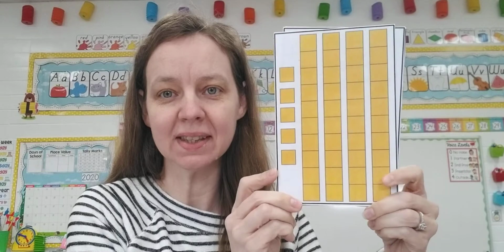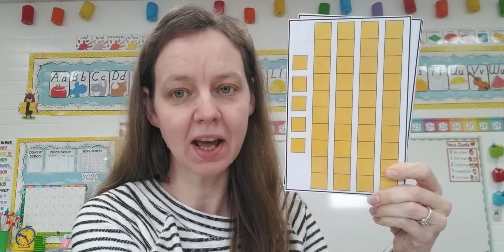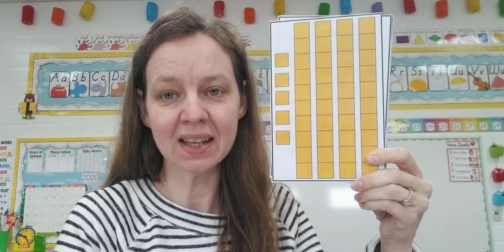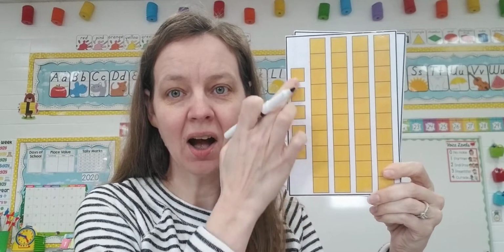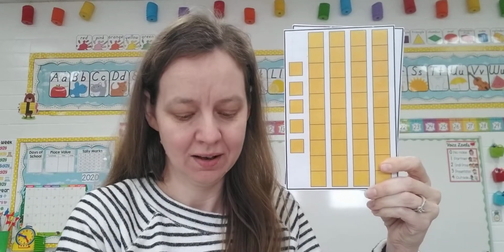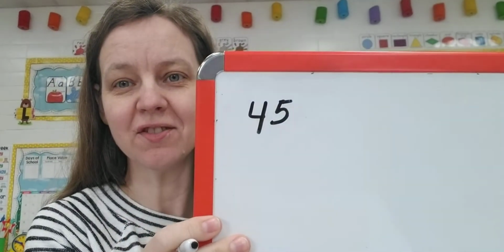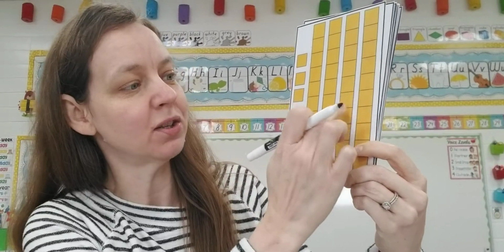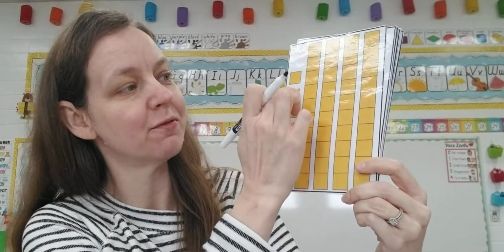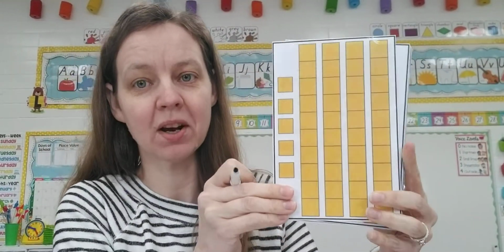What number is this? How many tens? Write your tens first. How many tens do you see? And then how many ones? Did you get 45? If you did, great job, because there were 1, 2, 3, 4 tens and 1, 2, 3, 4, 5 ones. All right, I'm going to go a little quicker with the next few.